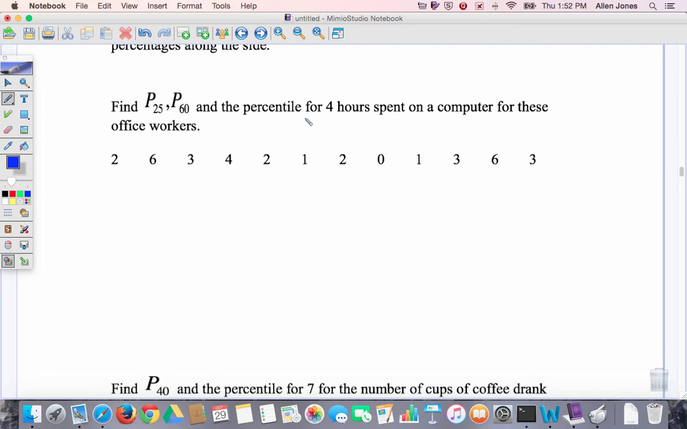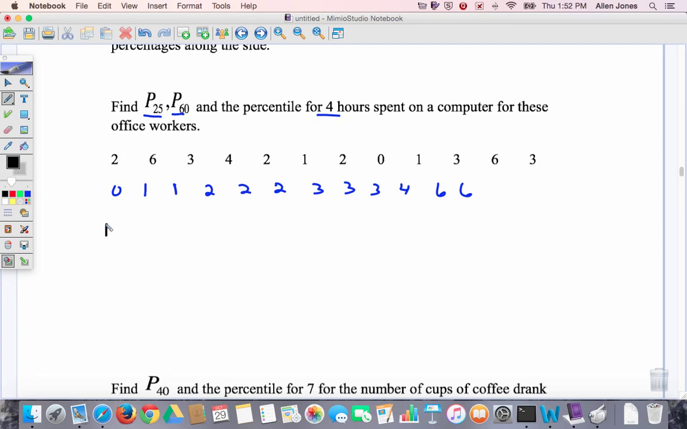It says find the 25th, the 60th, and then the percentile rank for 4 hours spent on a computer for these office workers. So we have 3 different problems here: 25th percentile, 60th percentile, and then a percentile rank for number 4. Regardless of which one we do first, our numbers have to be in order from smallest to largest. So 0, 1, 1. Looks like we have 3 2s, 3 3s, a 4, and a couple of 6s.